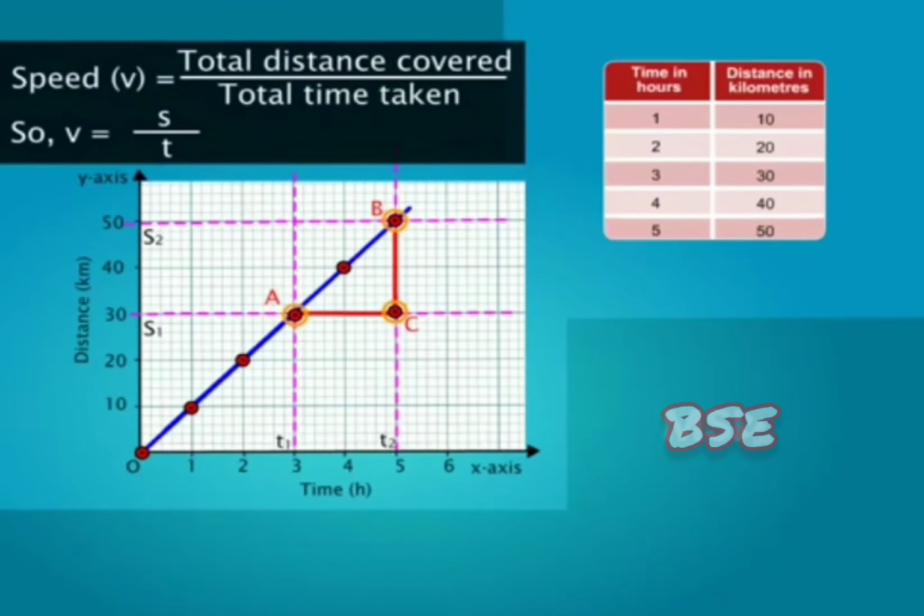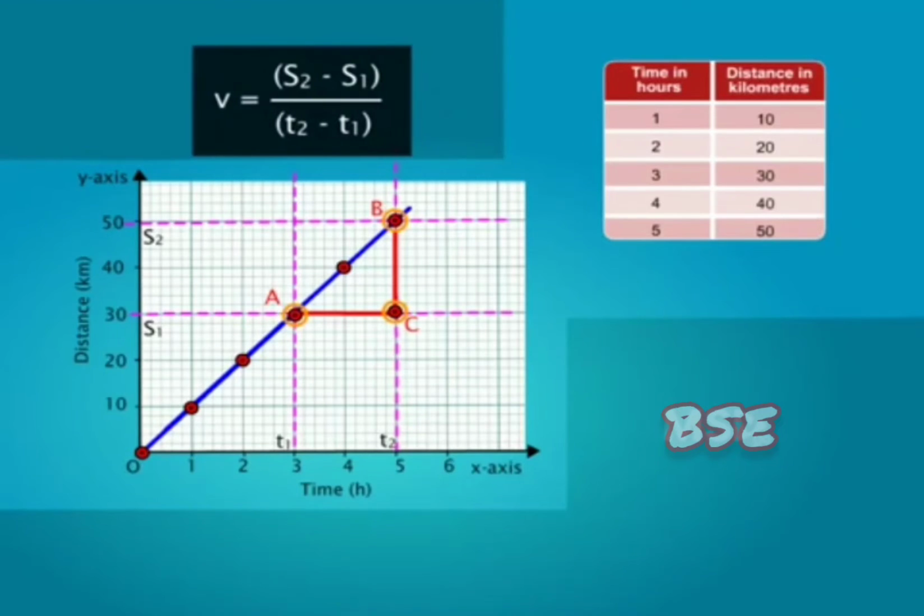If you recall, the speed of a moving object is the distance covered per unit of time. Using this graph, you can calculate speed like this.